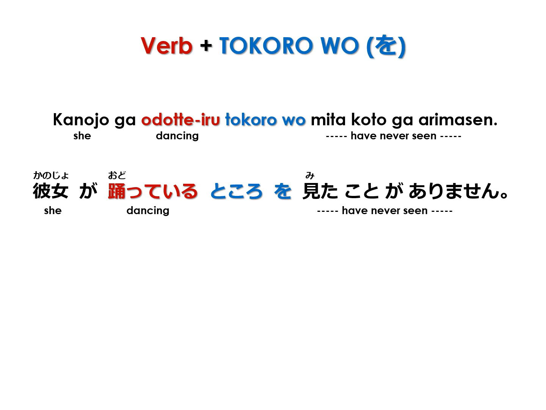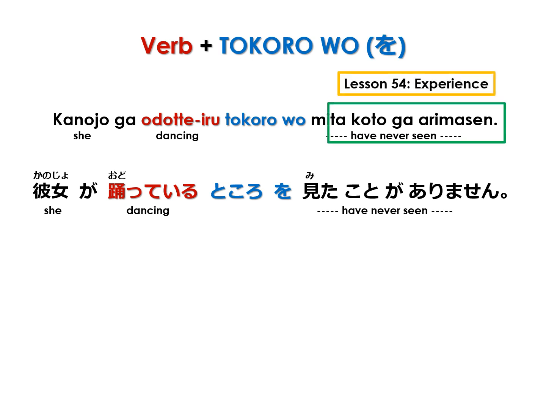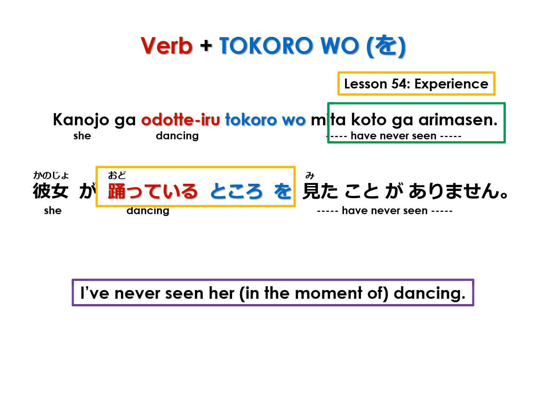Another Tokoro wo example. 彼女が踊っているところを見たことがありません。The たことがありません conjugation denotes experience, which we learned in lesson 54. 見たことがありません means have never seen. Have never seen what? 彼女が踊っているところを. So translation, I've never seen her dancing, an emphasis on the moment of dancing.